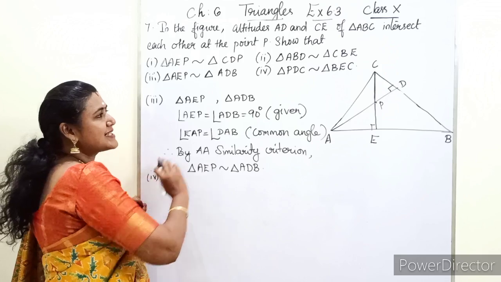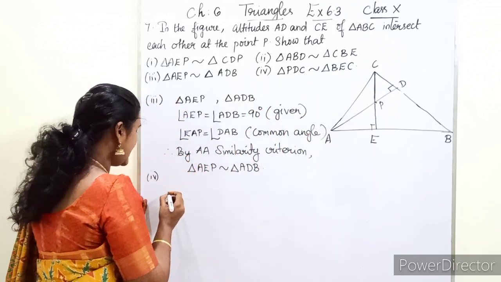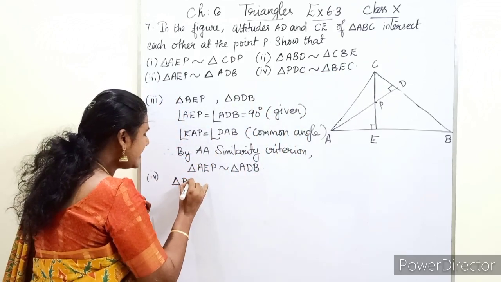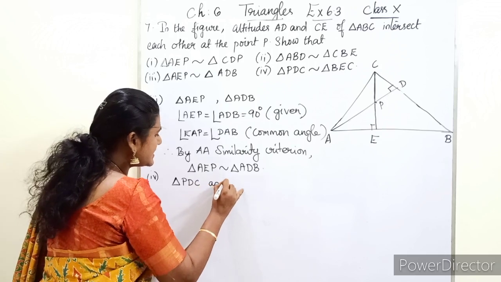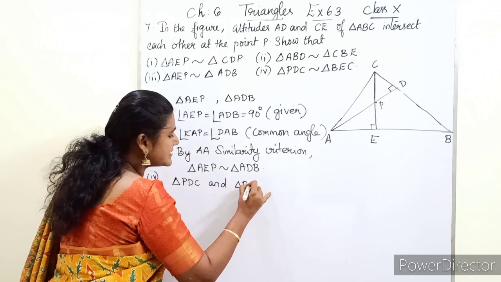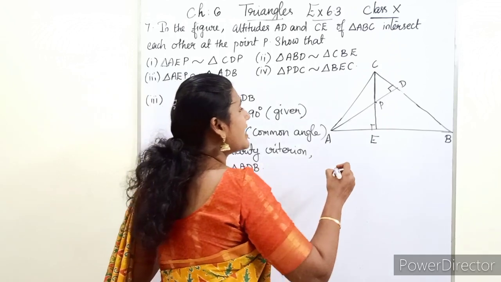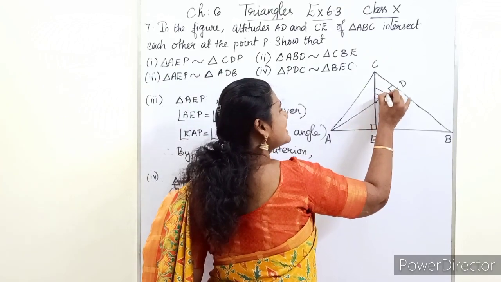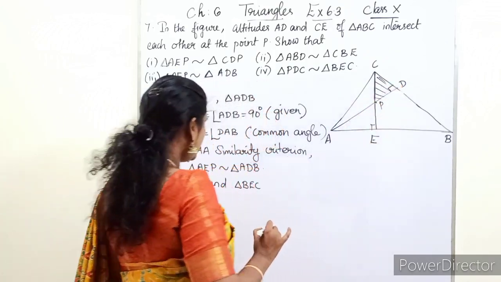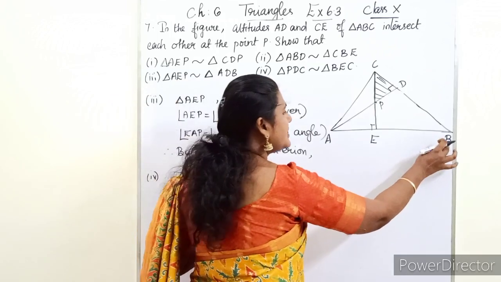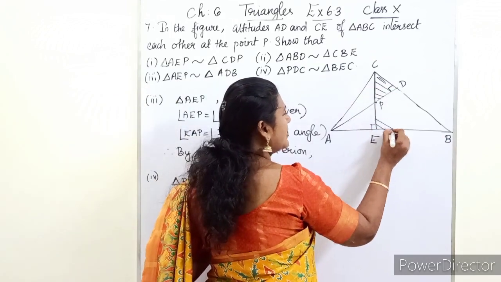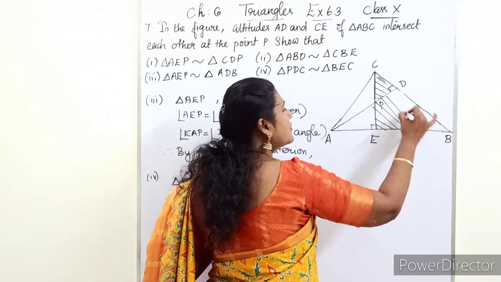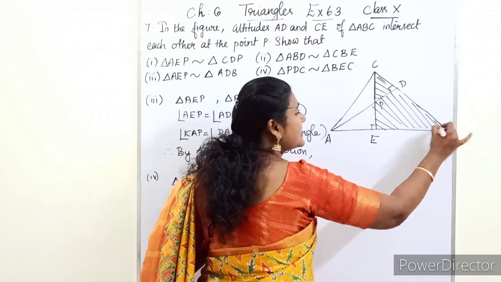Now we will do the fourth subdivision. What are the triangles we have? Triangle PDC and triangle BEC. Okay, so triangle PDC means this triangle, and triangle BEC this full triangle. Okay, so we have to prove these two triangles are similar.